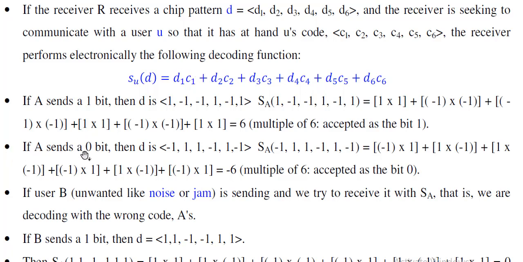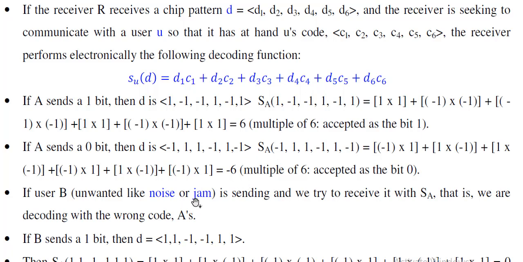If A sends a 0, it will use the inverse code: minus 1, 1, 1, minus 1, 1, and minus 1. In this case, when we multiply it by the code of A, which is this one, we will end up with minus 1 by 1, 1 by minus 1, and so forth. We do the multiplication and end up with a value of minus 6. Minus 6 is also accepted, as the bit 0. So these are the regular cases.